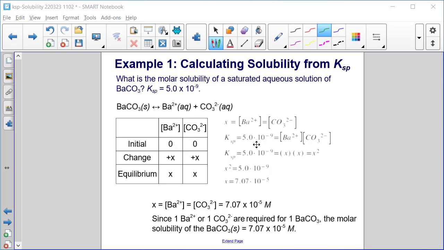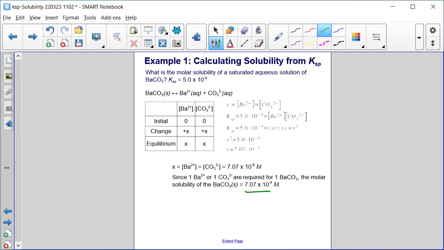Ksp, we know, is given as 5.0 times 10 to the minus 9. It's the product of those two equilibrium concentrations. So I substitute x for both of them and get x squared. Solve for x, I get 7.07 times 10 to the minus 5. Remember, what did we set x equal to? It's the barium concentration and the carbonate ion concentration. Since 1 mole of barium ion or 1 mole of carbonate ions are required for 1 mole of barium carbonate, the molar solubility of the barium carbonate is the same, 7.07 times 10 to the minus 5.